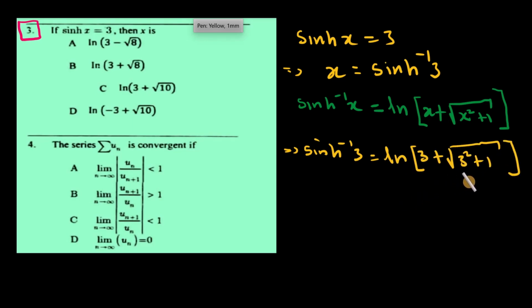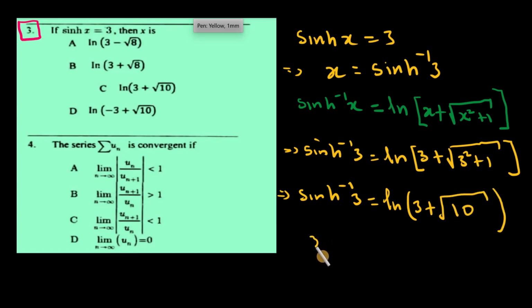In the place of x, I put 3. That means sin inverse of 3 is equal to ln of 3 plus square root of 10, because under the square root sign we had 3 squared plus 1, and 3 squared is 9, plus 1 is equal to 10. That is why I have 10 here. From the options, the right answer is this, which is C.